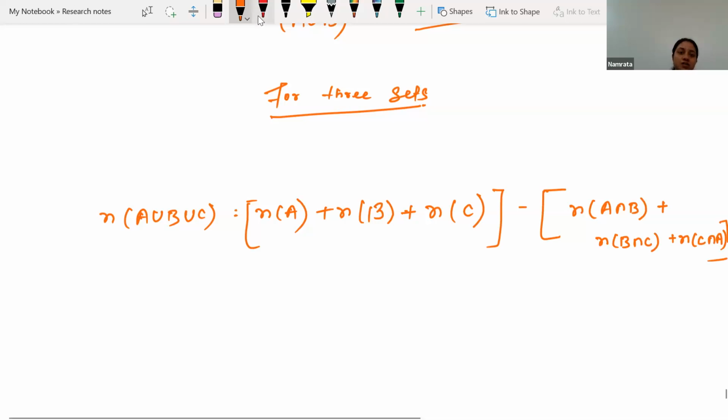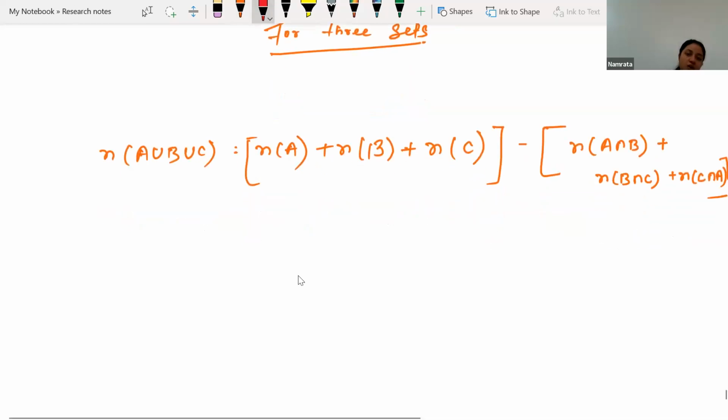Now at last, since we are talking about A union B union C, that means we have to take the union of all the sets. That means we need to include now the number of elements in A intersection B intersection C. This is the formula, the same formula for three sets. Are you getting? Yes, ma'am. On the basis of this formula, we are going to solve a few questions.